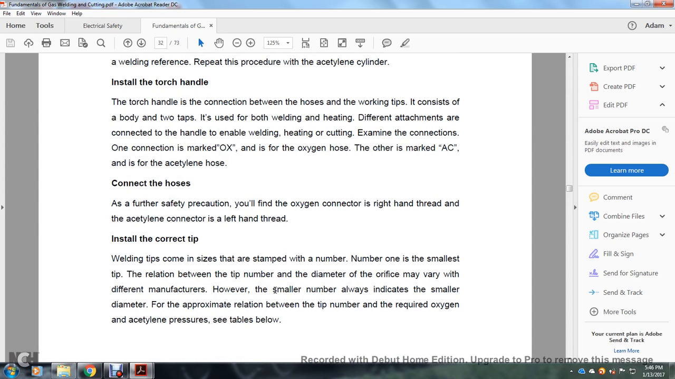Alright, installing a torch handle. The torch handle is a connection between the hose and the work tips. It consists of the body and the two valves. It is usually used for both welding and heating. Different attachments connect with the handle to enable welding, heating, and cutting.